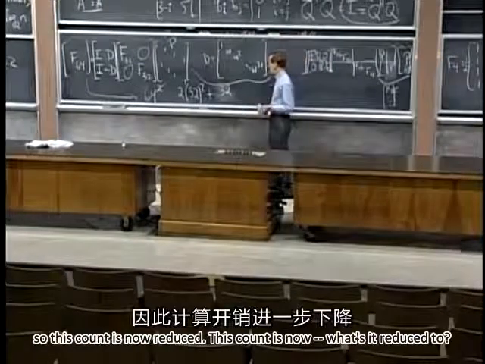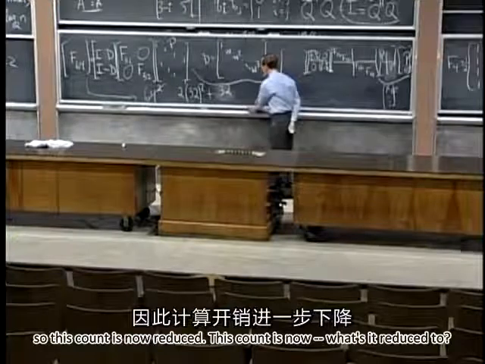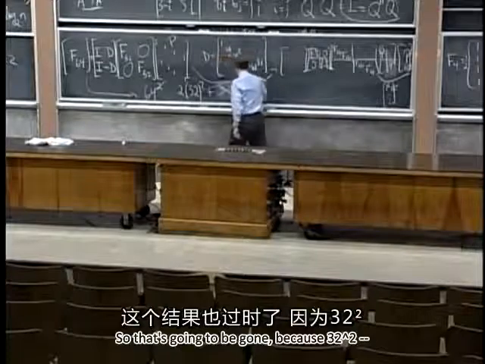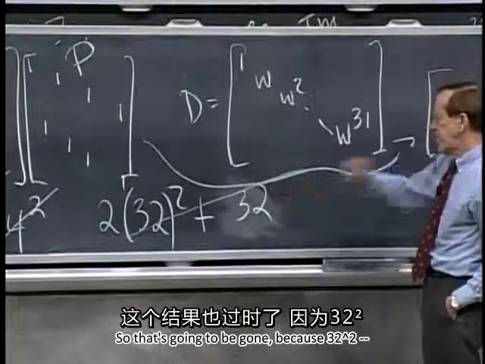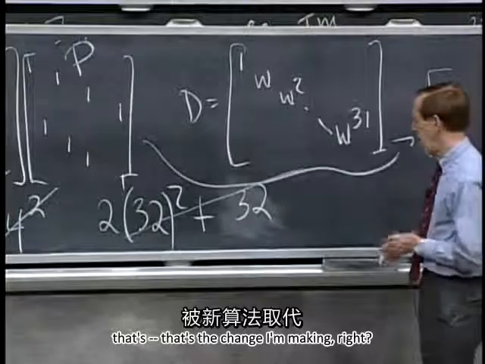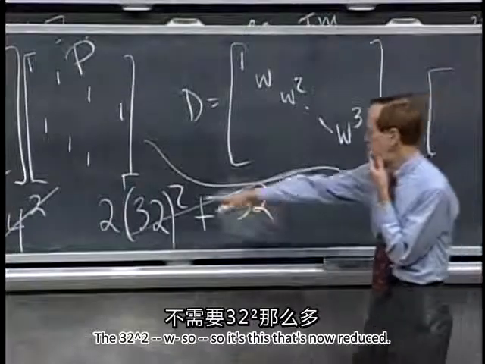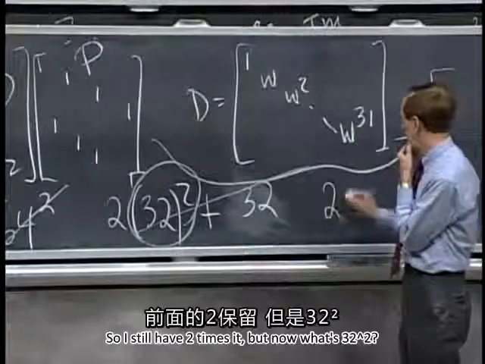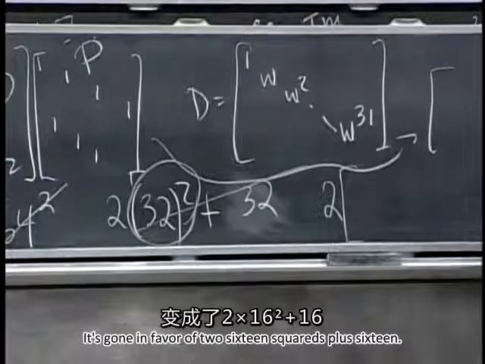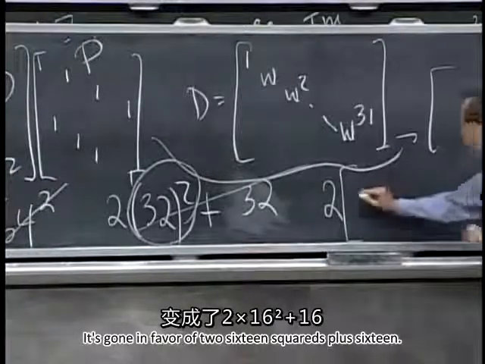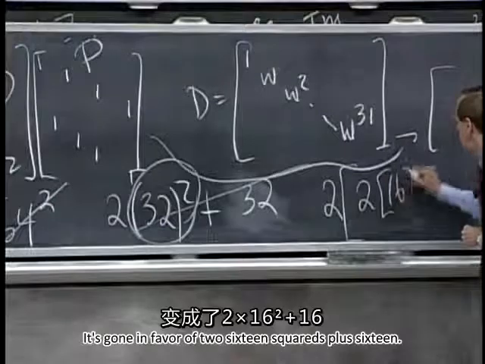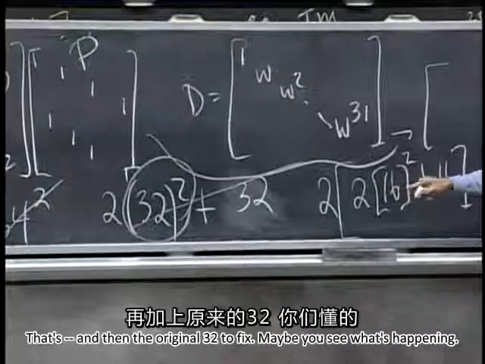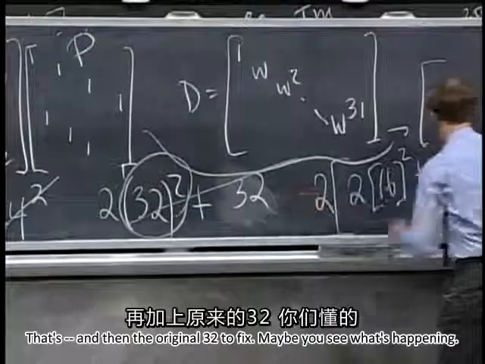So this count is now reduced. What's it reduced to? So that's going to be gone, because 32 squared, that's the change I'm making, right? The 32 squared, so it's this that's now reduced. So I still have 2 times it, but now what's 32 squared? It's gone in favor of 2 16 squareds plus 16, and then the original 32 to fix.